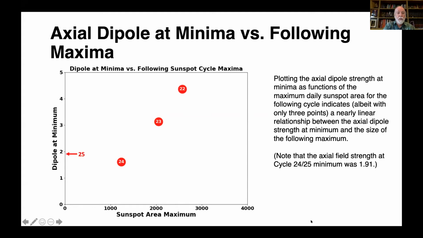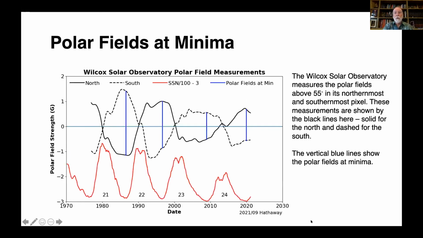If we put cycle 25 on there, it now appears that it ought to be, again, similar to cycle 24, maybe a little larger. We can also look at the polar fields here, again from Wilcox Solar Observatory, where in black is the polar fields. This is in their northernmost pixel, 55 degrees and higher. The solid line is for the north, the dashed line for the south, and then the blue lines show the range at minima, the size of the polar field in the north and in the south.